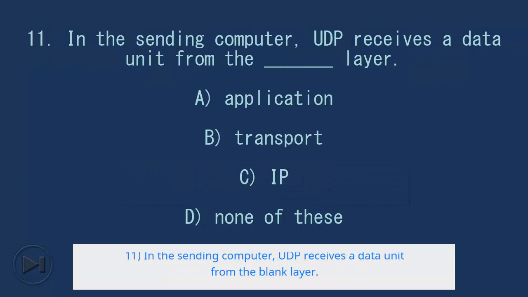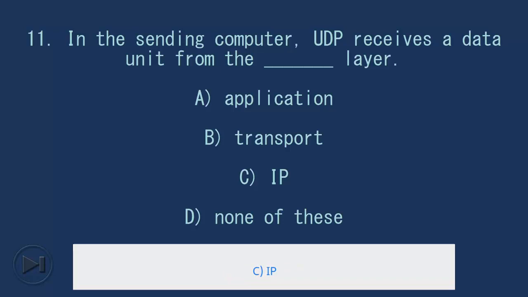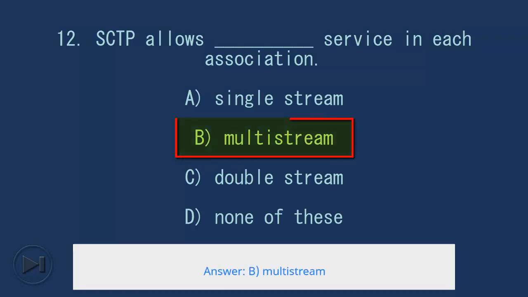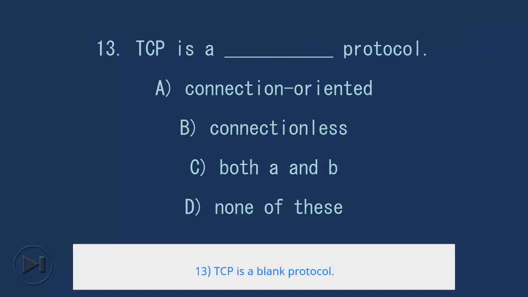11. In the sending computer, UDP receives a data unit from the blank layer. A. Application. B. Transport. C. IP. D. None of these. Answer, A. Application. 12. SCTP allows blank service in each association. A. Single stream. B. Multi-stream. C. Double stream. D. None of these. Answer, B. Multi-stream.